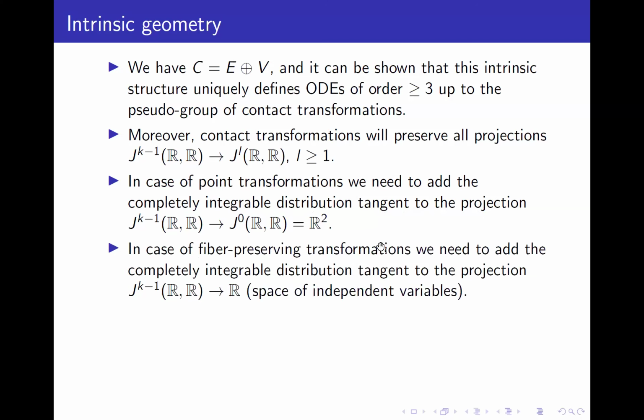And similarly, for fiber preserving transformations, we need to take into account the distributions that are tangent to the projection to X, to the independent variables X. But anyway, in all cases, we can define some intrinsic objects on our equation viewed as a hypersurface, and then reduce the question of equivalence under a certain pseudo group to the equivalence of this intrinsic structure.